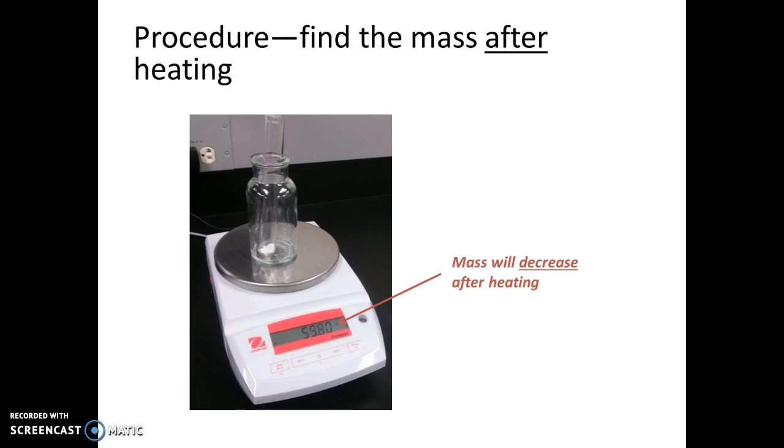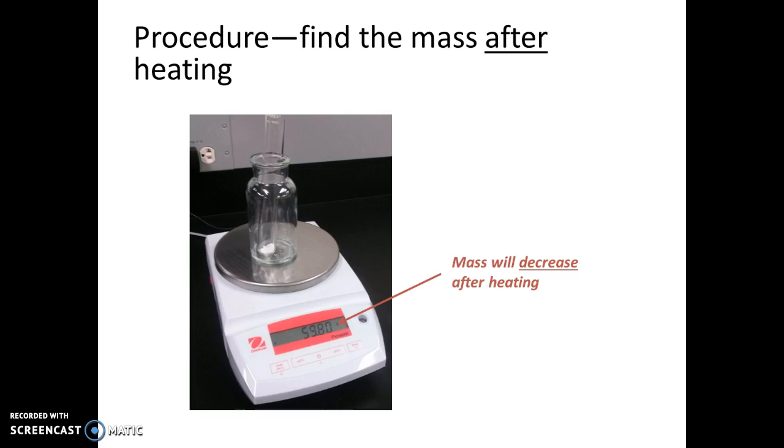When you're all finished heating your hydrate, you're going to need to wait for it to cool down before you can find the final mass. You'll probably have to wait about 10 minutes before you can find the mass. You'll want to make sure the ignition tube is cooled to the touch before you get your final mass measurement.